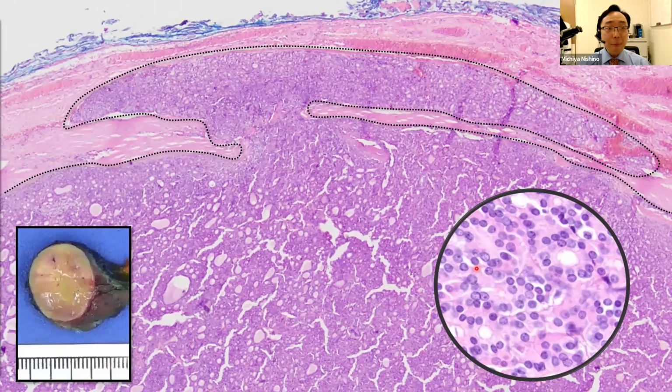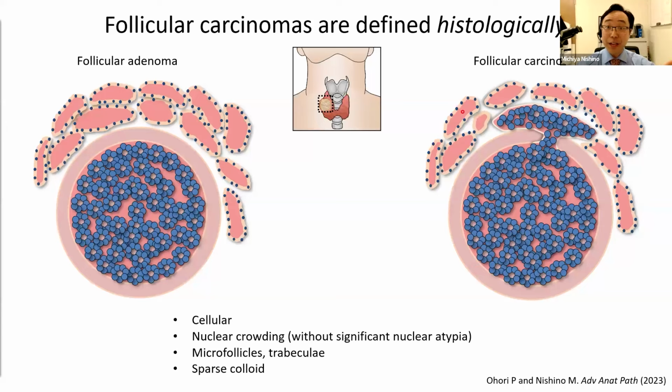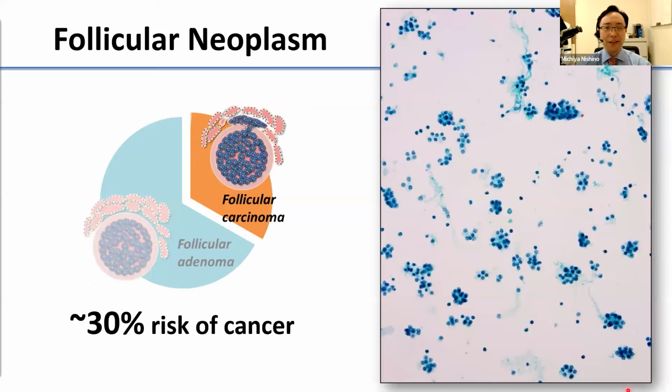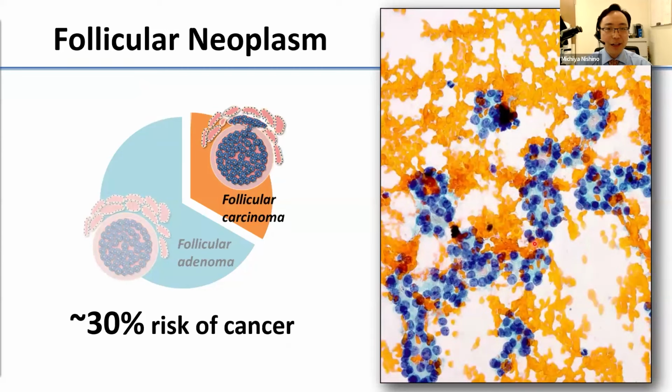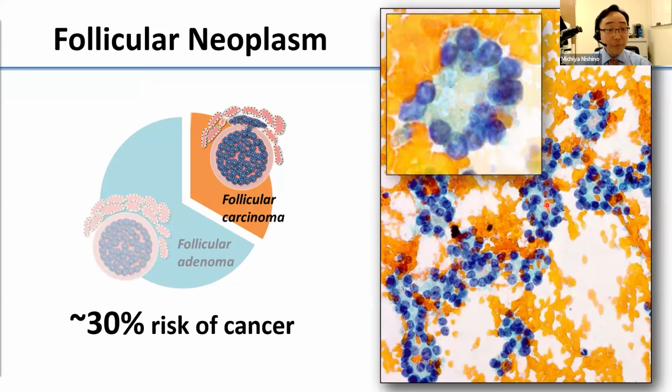That's because apart from the presence of capsular and vascular invasion at the periphery of a nodule, follicular carcinomas can look virtually identical to follicular adenomas. Both of these tumors are cellular, consisting of cytologically bland follicular cells arranged in crowded microfollicular and trabecular structures with sparse colloid. So fine needle aspiration of either of these nodules would yield essentially the same thing: cellular aspirates with groups of crowded follicular cells, overlapping nuclei, and these are basically the cytologic correlate of microfollicular and trabecular structures, without significant nuclear atypia and without much colloid.